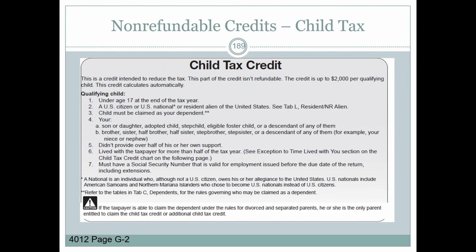Caution: if the taxpayer is able to claim the dependent under the rules of divorced and separated parents, he or she is the only parent entitled to claim the child tax credit or additional child tax credit. And I did not mention it, but we will talk about it a little later. Related to the child tax credit, there is an additional child tax credit, which is a refundable credit that we will talk about a little later. And if you'll look at G-1, that is the screen where you would enter all of the credits that we've been talking about.